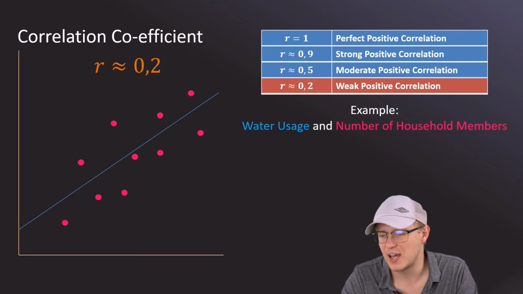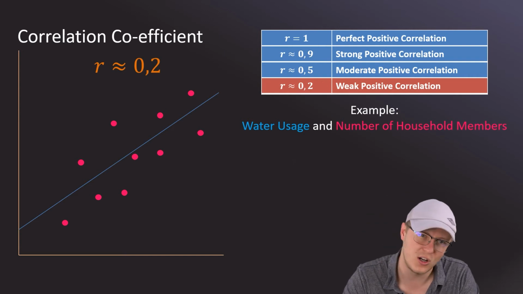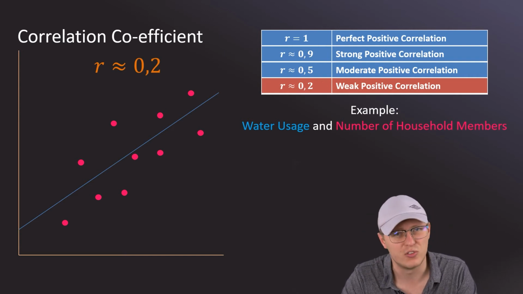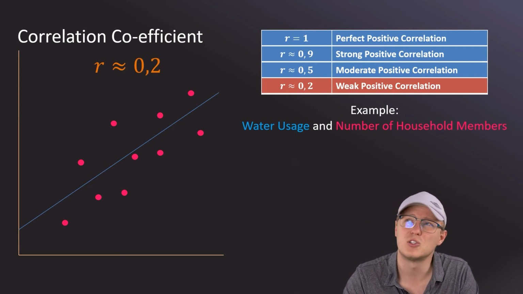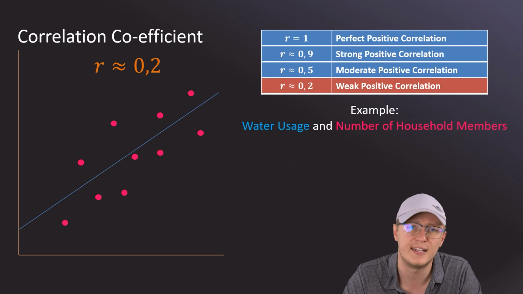Now, often you have a household with one person and they've got a pool and a garden and they use lots and lots of water, and then maybe you have a household of 6 people and they don't have a pool and they don't have a garden and they only use water for cooking and cleaning.